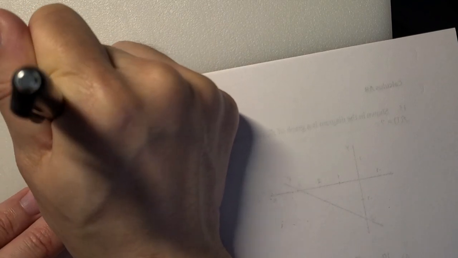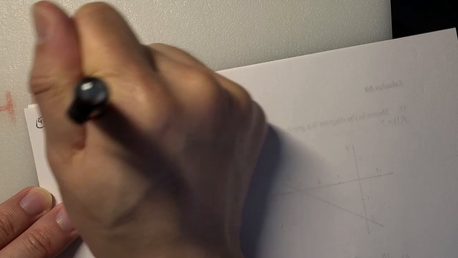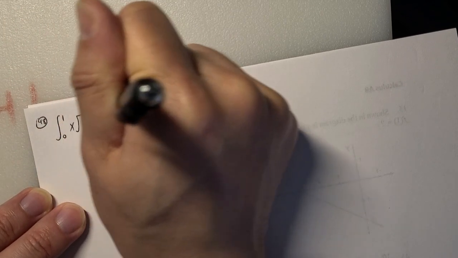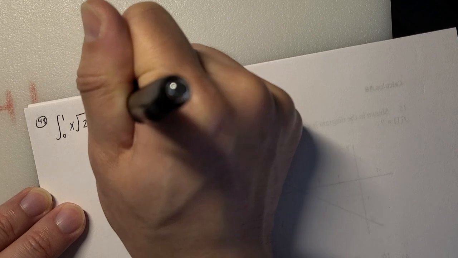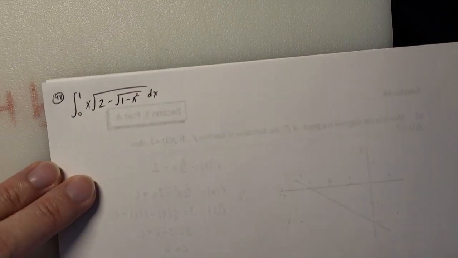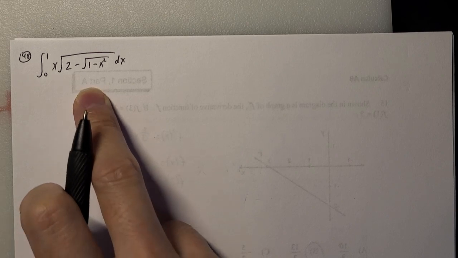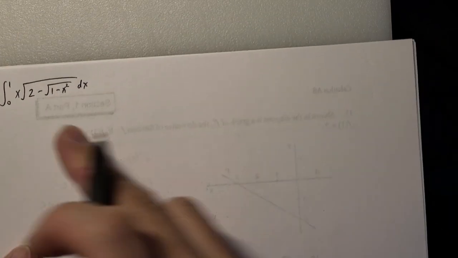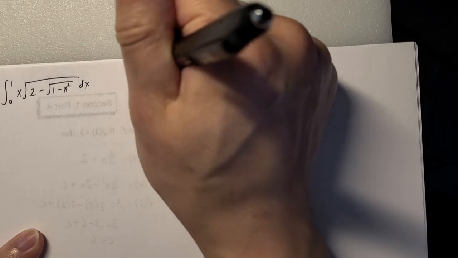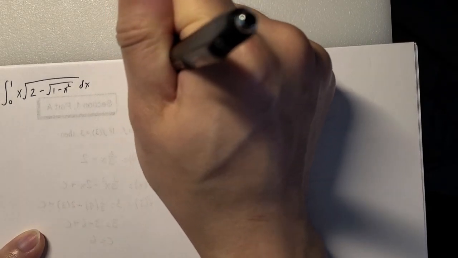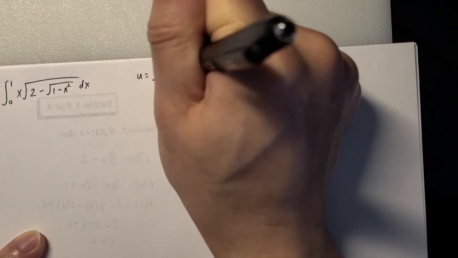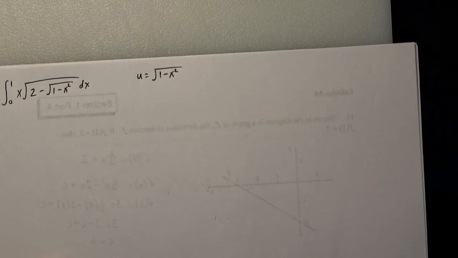Integral from 0 to 1 of x times the square root of 2 minus the square root of 1 minus x squared dx. Okay, how do we solve this? Immediately, because I see a square root under a square root, maybe let's try to substitute and get rid of that square root. So u is the square root of 1 minus x squared. Maybe let's try substituting that.